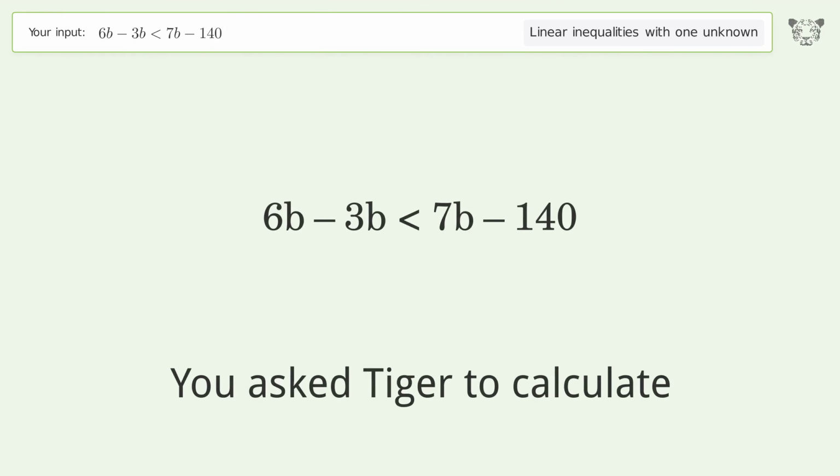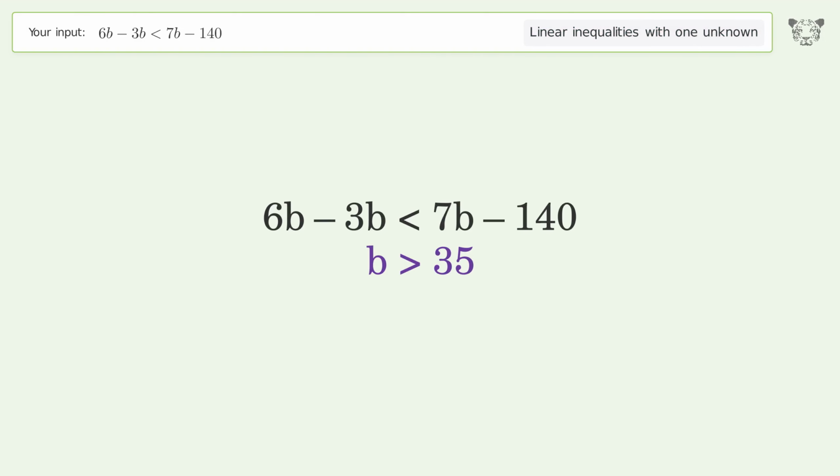You ask Tiger to calculate. This deals with linear inequalities with one unknown. The final result is b greater than 35. Let's solve it step by step.